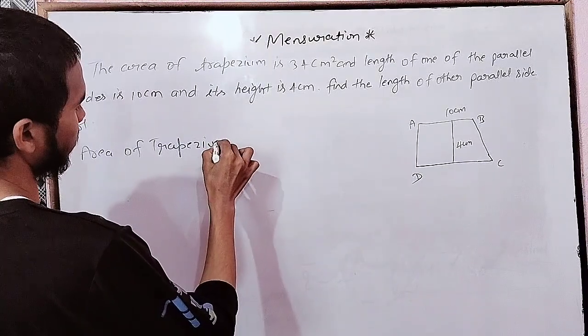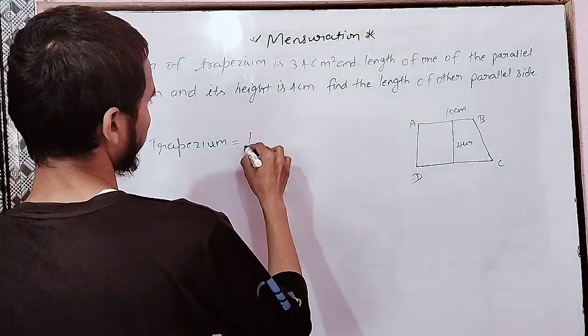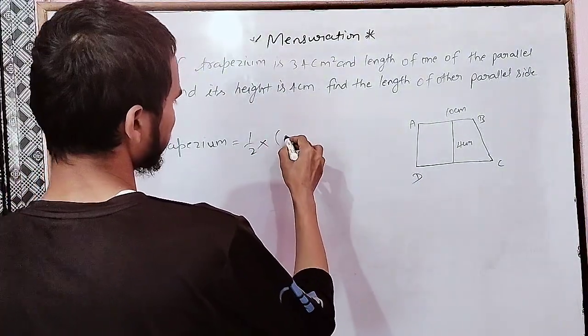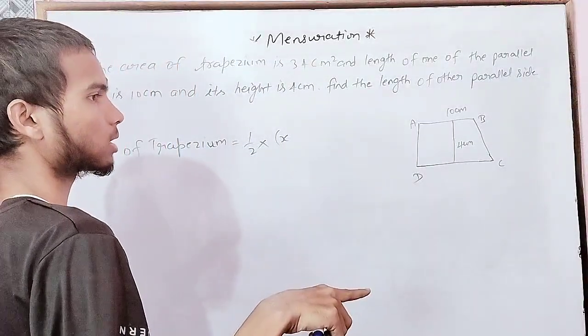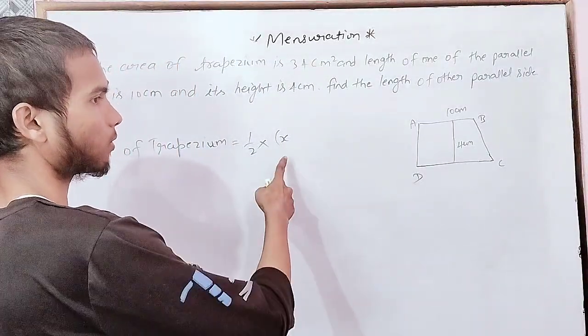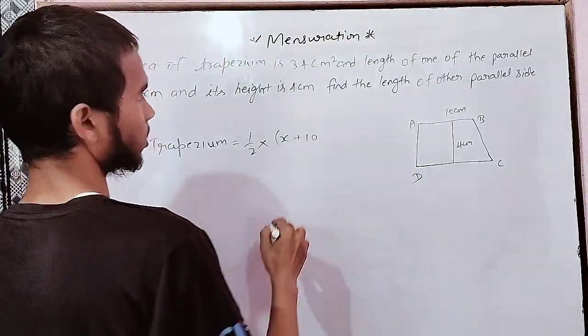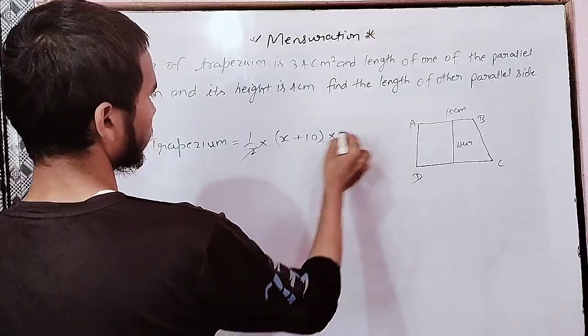So the area of the trapezium is what? 1 by 2, and then we have the sum of the parallel sides. x. The measure of one of the parallel sides we don't know, that's why we are applying a variable. The second we know, which is 10 centimeters. Then the height is 4. 2 to the 4.